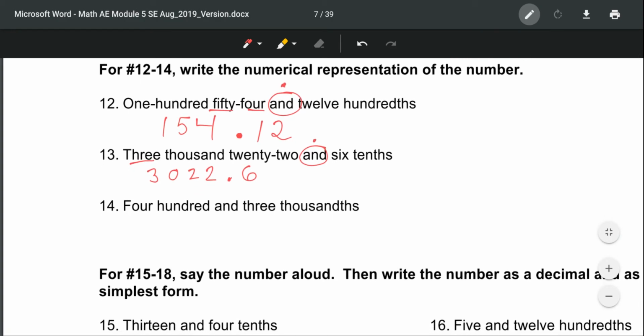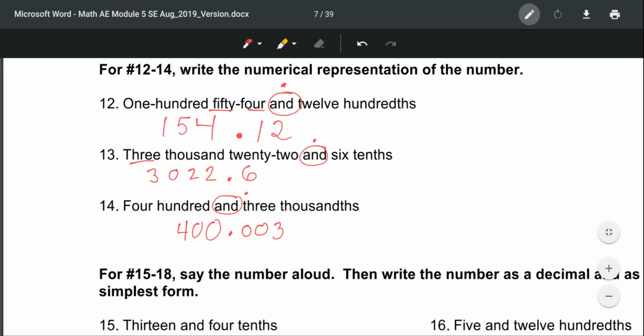Okay, number 14, we have 400 and 3 thousandths. So we have 400, and means your decimal point, 3 thousandths. So that means we have to add zeros here before the thousandths place because 3 is the only one in the thousandths place. So we have to add zeros right before the 3.